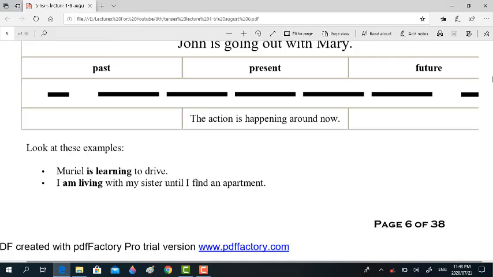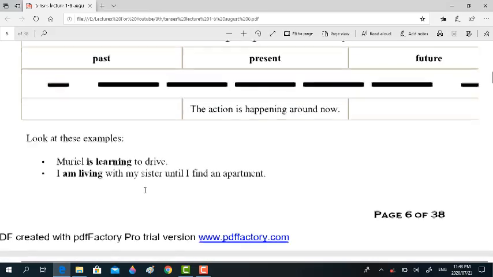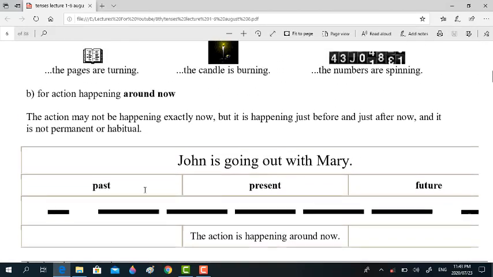These examples, especially example number 2, don't tell you about the action that is exactly going on. It means he has been living with his sister, for he is not finding an apartment. So until he finds an apartment, he is going to live with his sister, right?